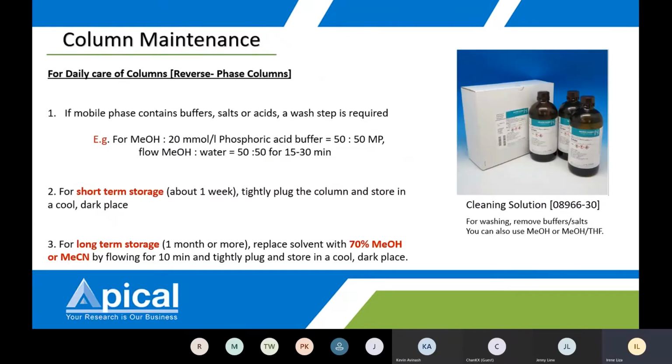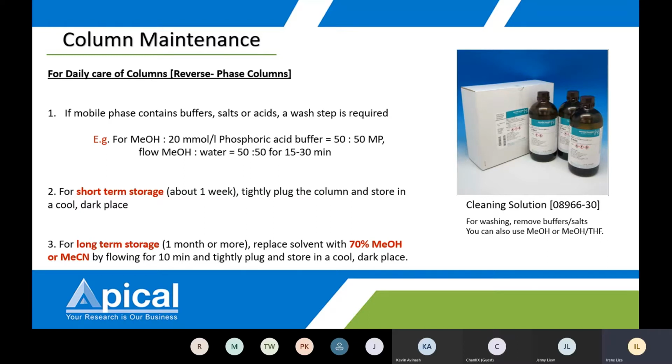So how do we actually maintain a column? For daily care of a column, especially a reverse phase column, it is advised that if your mobile phase contains buffer, salt, or acid, a wash step is required. Okay, so this is the wash solution that you can prepare. On the other hand, we also have a cleaning solution from Nakalai. This particular cleaning solution is to wash and remove buffers and salt. You can also use methanol for your washing step as well.